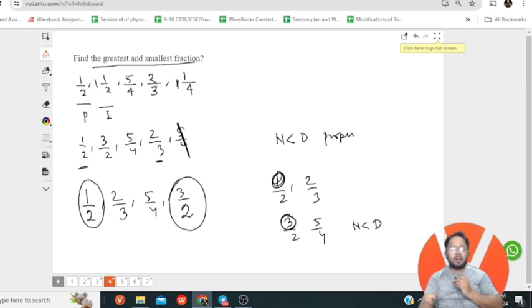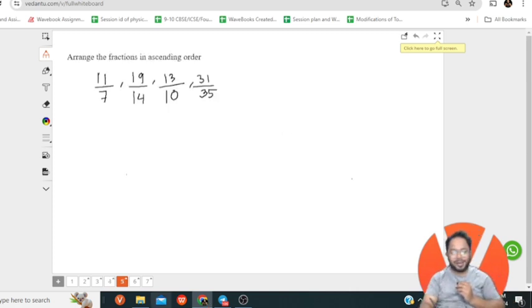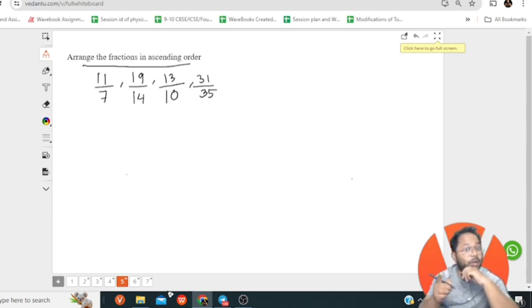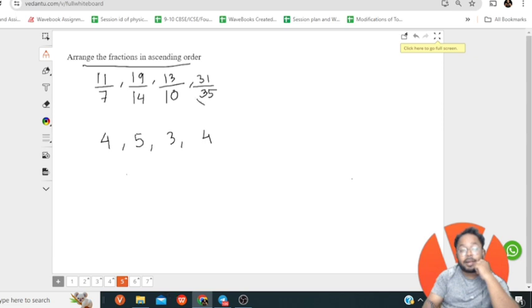Okay, students, now let's go to another case. Suppose you are told to arrange the fractions in ascending order. But here I am giving you another case. Look here very carefully. 11 and 7, we have a difference of 4. 19 and 14, we have a difference of 5. Then we have a difference of 3, and then a difference of 4. But again, this is a proper fraction, so it becomes the smallest one. So no tension about this.